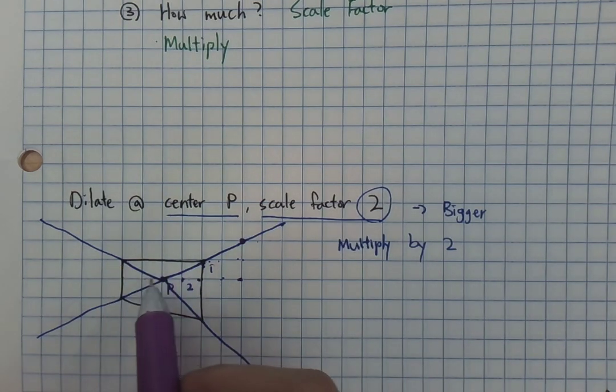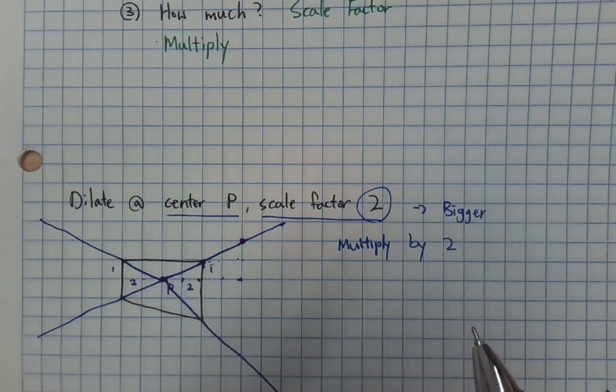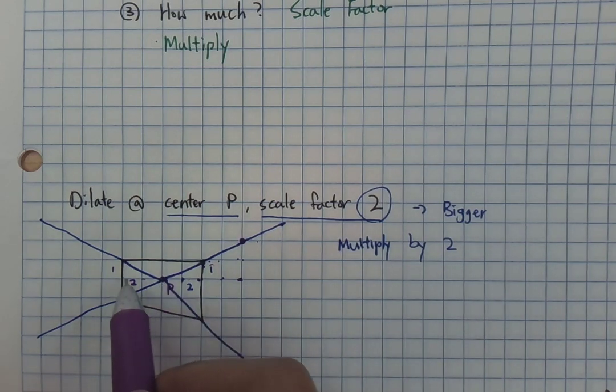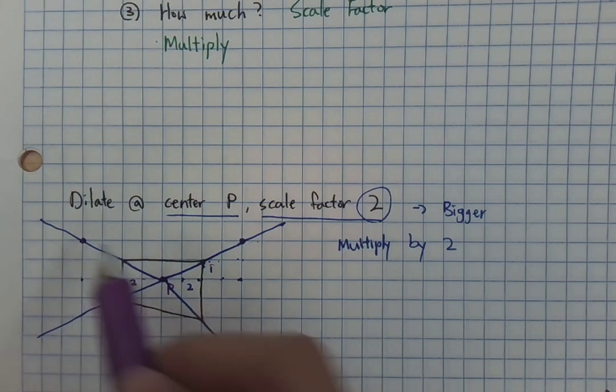We do the same thing here. That's a 2 to the left, 1 up. So we multiply each of them by 2. Instead of 2 to the left, I go 4 to the left. Instead of 1 up, I go 2 up. And that's my new point.